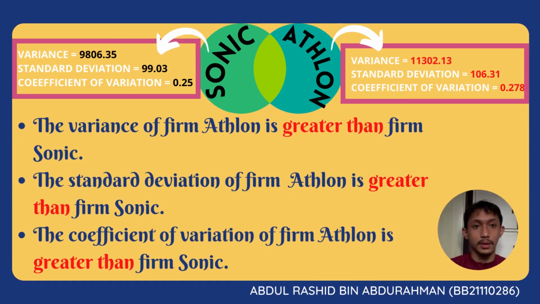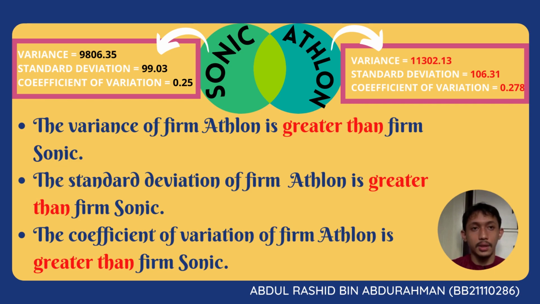For the next one, to sum up for both firms, the variance of the firm Athlon is greater than the firm Sonic, where Athlon gets 11,302.13 rather than 9,806.35 for the firm Sonic.